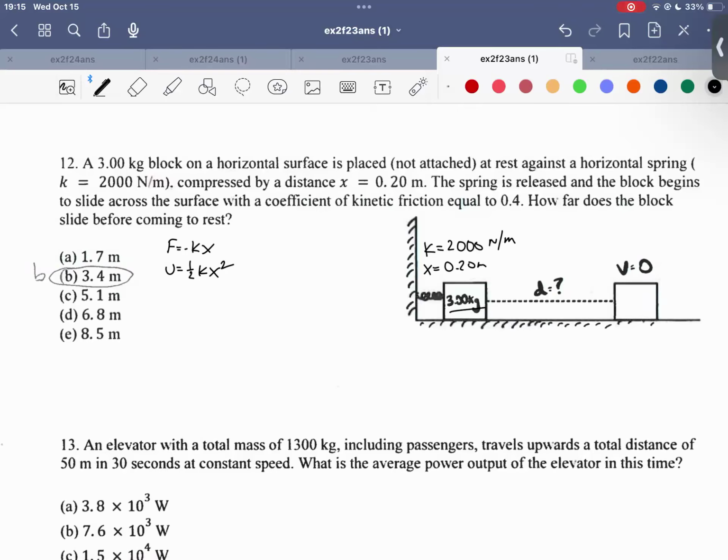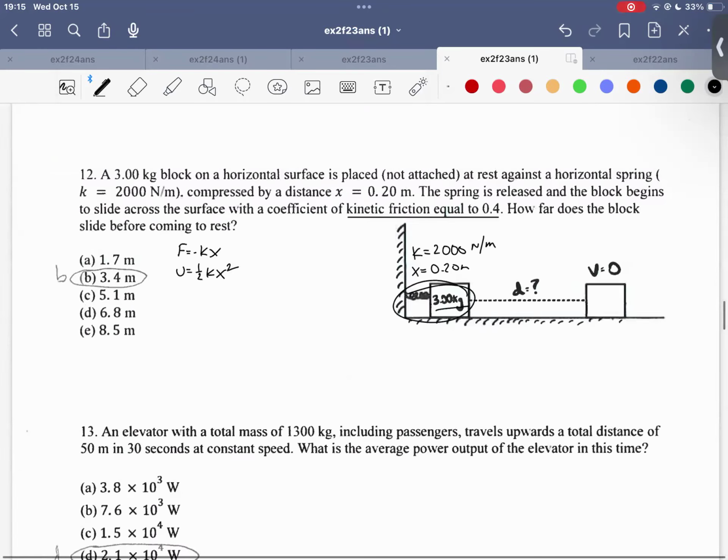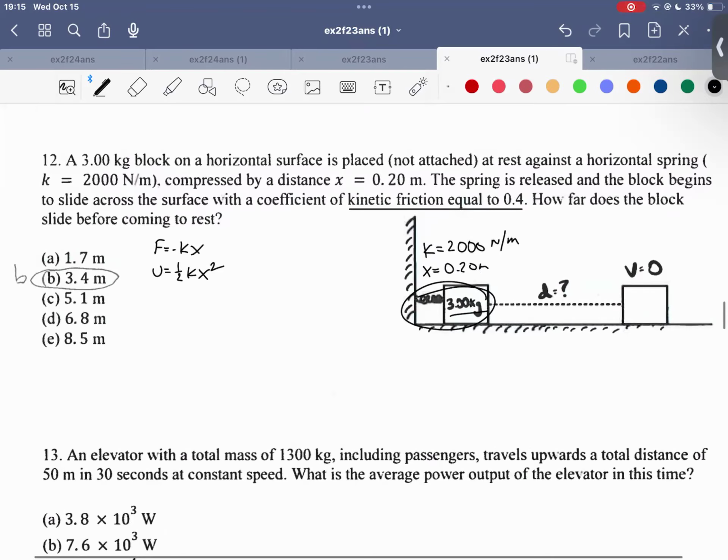So the spring is released and the block begins to slide across the surface with the coefficient of kinetic friction equal to 0.4. So how far does the block slide before coming to rest? So basically we find the potential energy in this spring, and then that will allow us to solve for the work required for it to slide x distance, right?